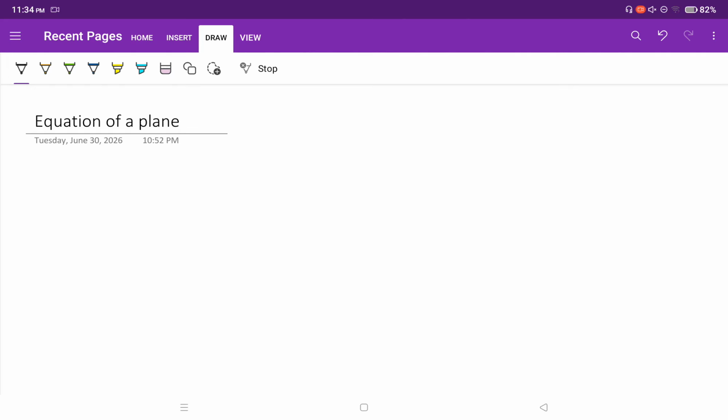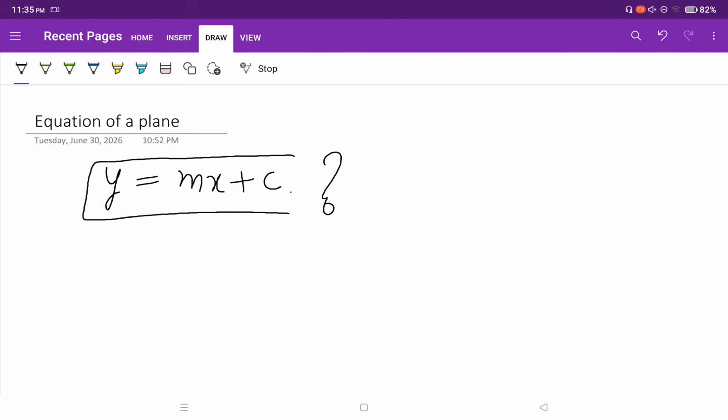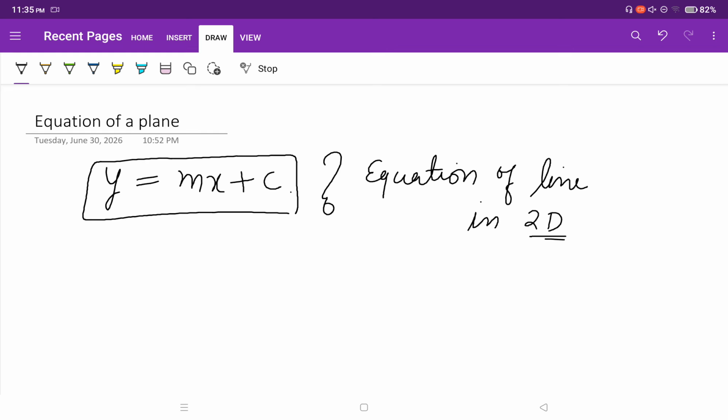Let's discuss the equation of a plane in three-dimensional geometry. Y equals mx plus c. Now in 2D, every line has an equation, right? In two dimensions, this is the equation of a line, in slope intercept form. But what is the equivalent of a line in 3D?